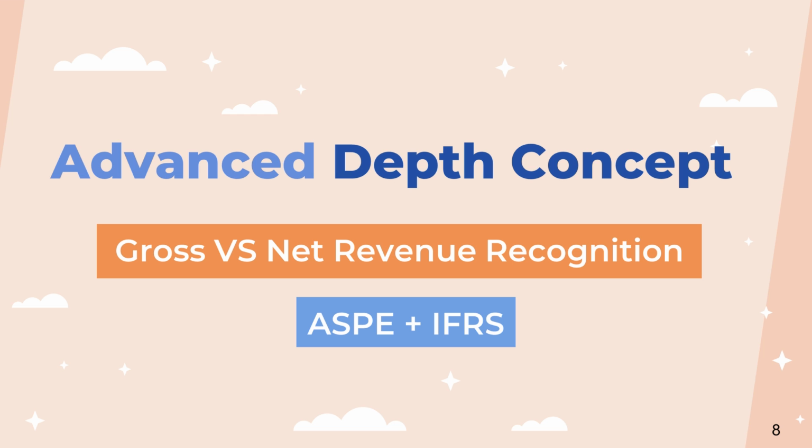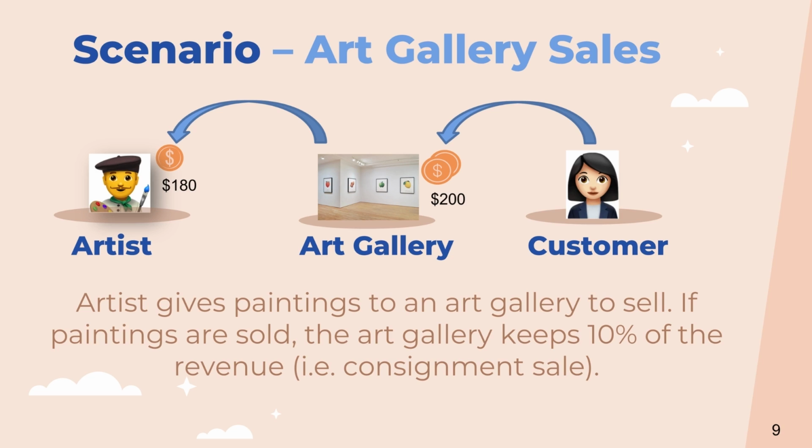So you'll still go through your RCMP, and then afterwards, you'll be at the end where you need to determine what is the total value of revenue you need to record, and that's where this concept comes in. So here's a scenario where this gross versus net concept can be used.